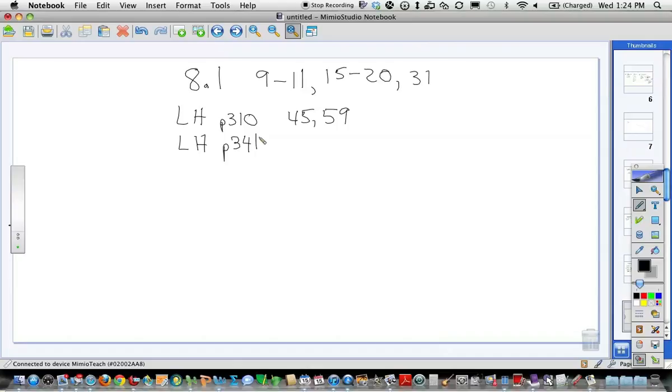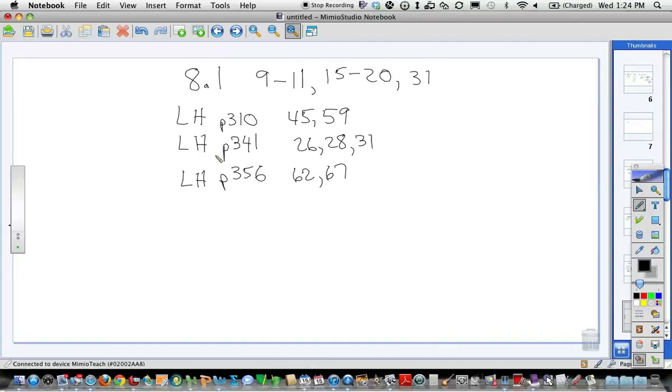Also in the LH, page 341. Now, the LH packet's broken up by function family. So page 310 is mostly algebra kinds of stuff. Page 341, I think, is exponentials and logs, or it might be the trig, I don't remember. But on 341, we'll do 26, 28, and 31. And then on LH, page 356, we'll do 62 and 67. I think that's the exponential log ones. So these LH ones should be u substitution.